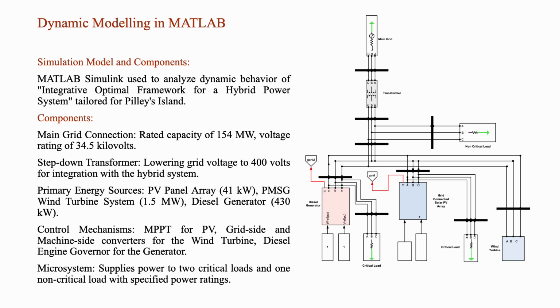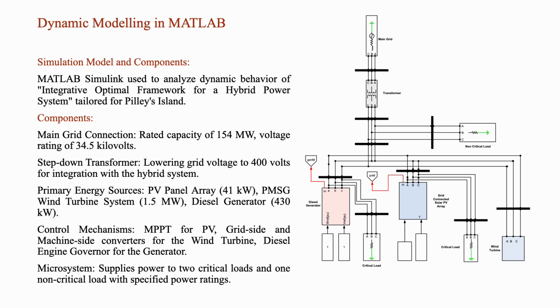Now coming to the dynamic model of our system in MATLAB, as you can see, on the left hand side there is a diesel generator connected with the grid connected solar PV array, and on the right side is the wind turbine, all connected to a transformer with two critical loads and one non-critical load. And after that we combine all these supplies and give power to the main grid.